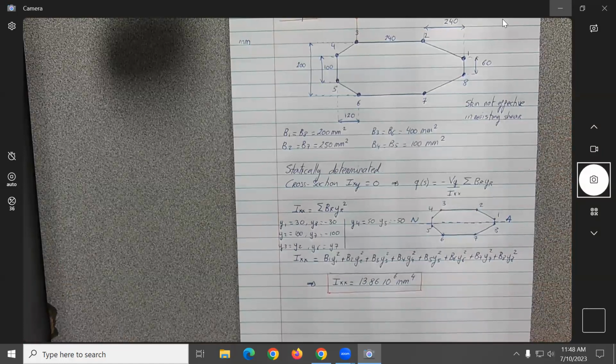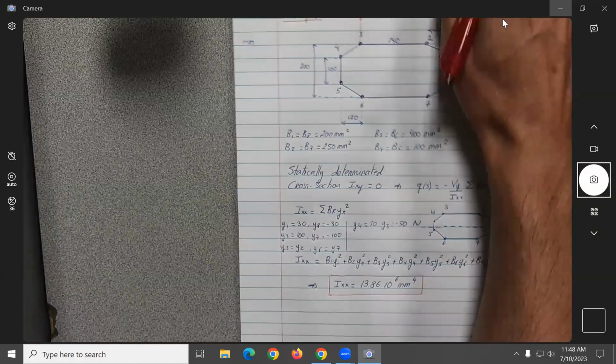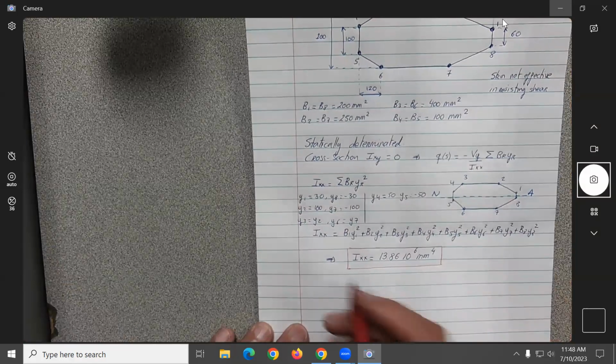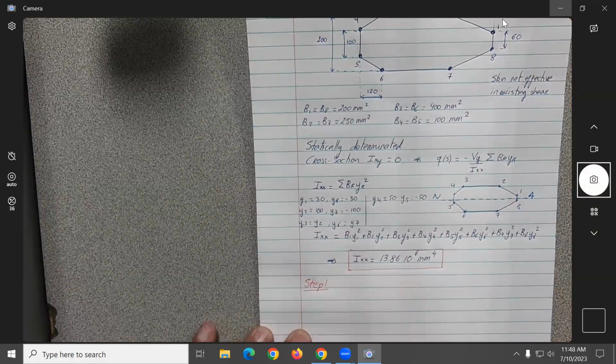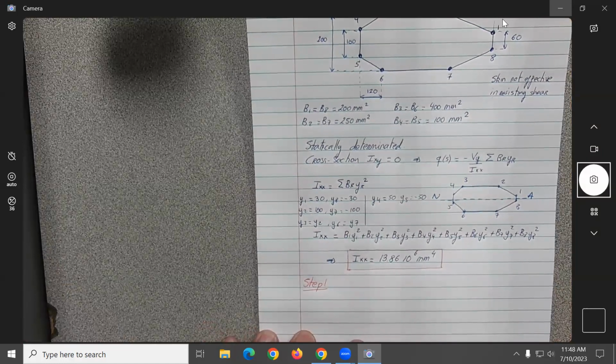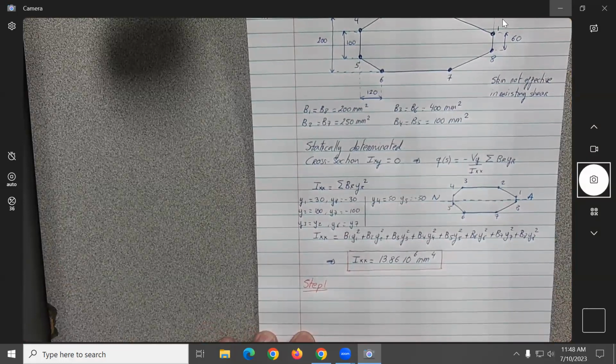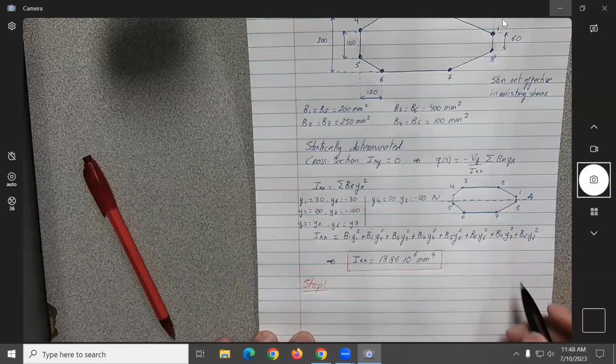Okay, so let's see. Now that we have this, what is step one? What do we need to do? Make a cut. We need to make a cut because we need to now have a starting point, no? Okay, so let's say we're gonna make the cut between 2 and 3.